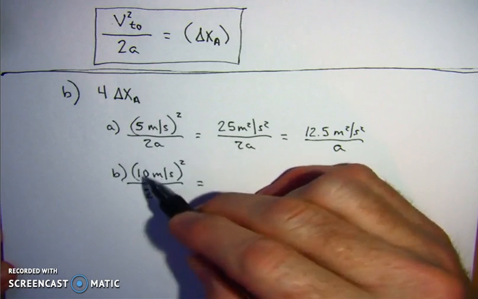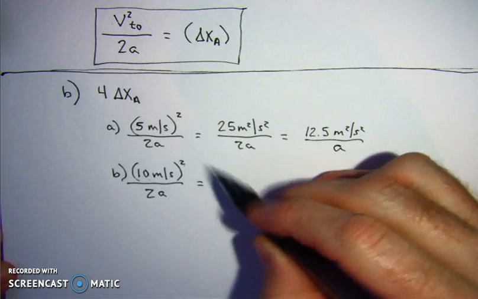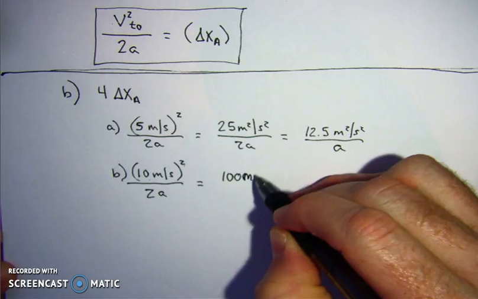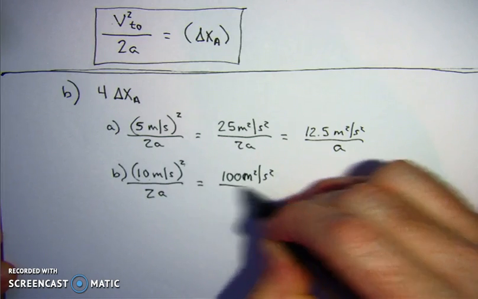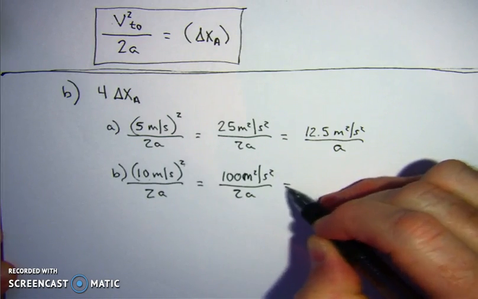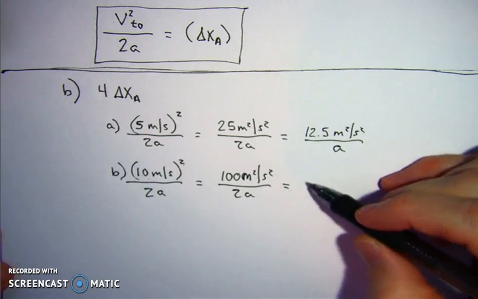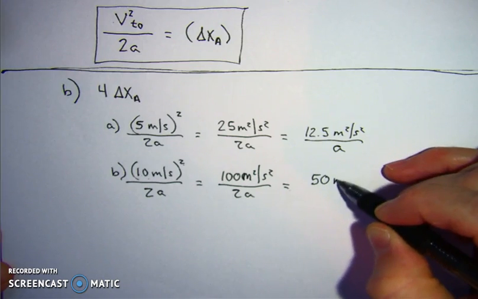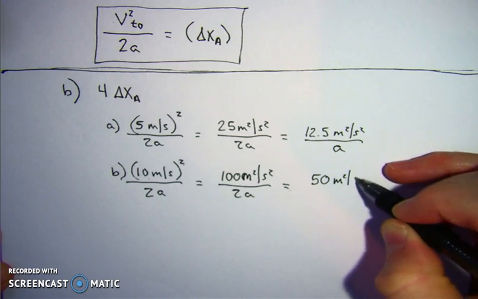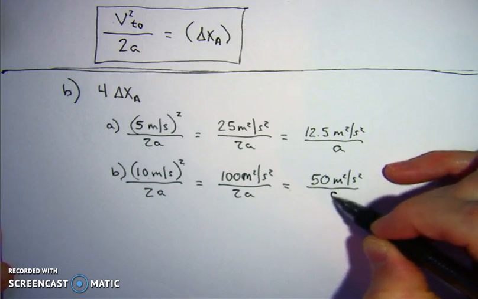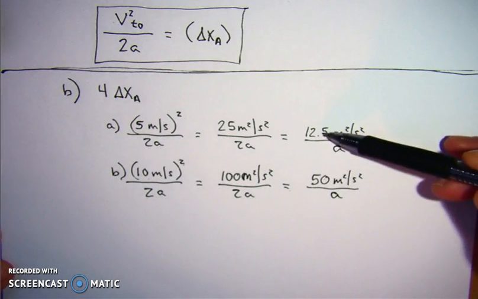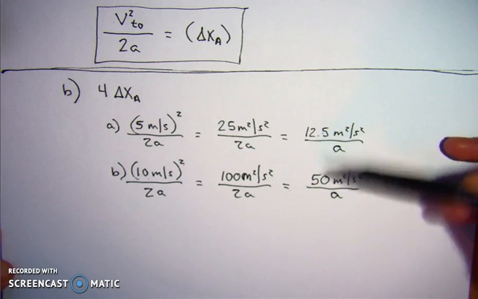So this would equal 10 squared is 100. Whoops, I'll throw an extra 0 in there. 100 meters squared per second squared over 2A. Then if we get rid of everything except the acceleration, we'll divide the 100 by 2, so that will be 50 meters squared second squared over A. And as you can see, 50 is 4 times bigger than 12.5.